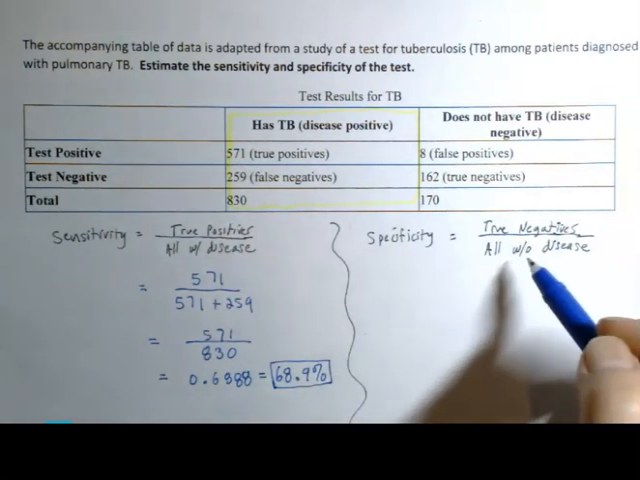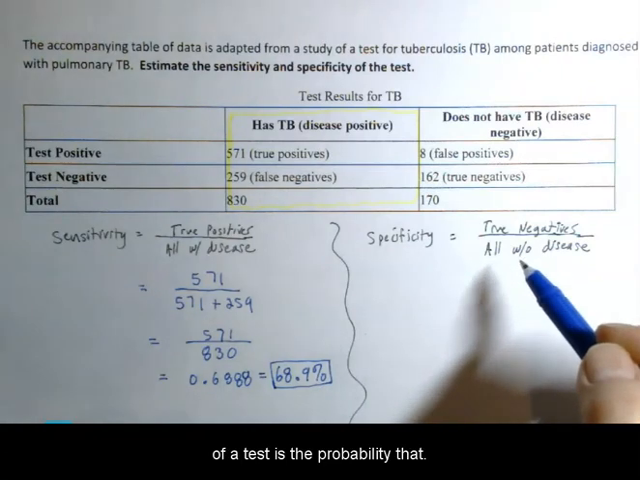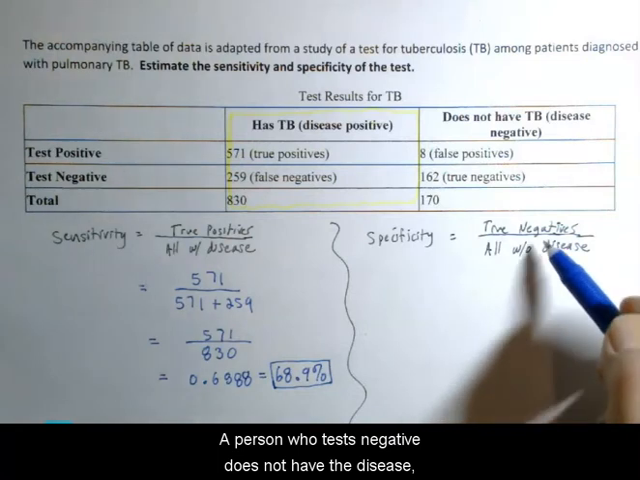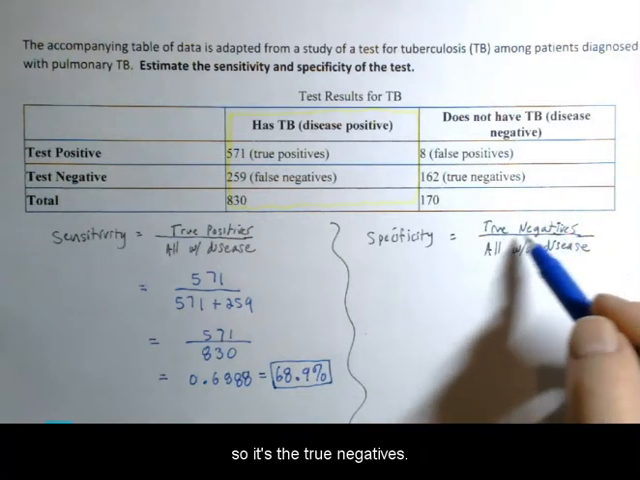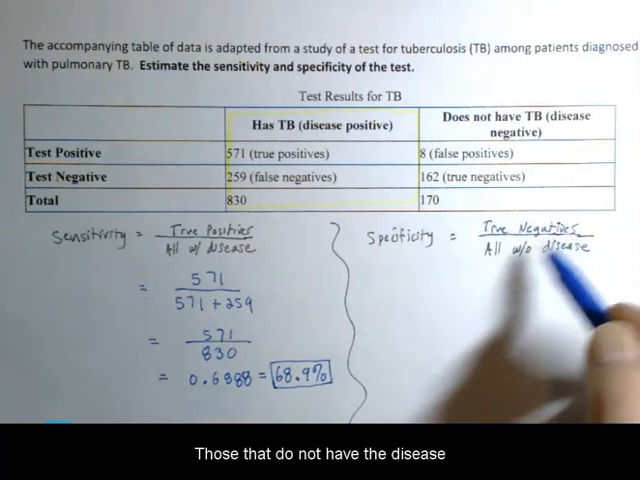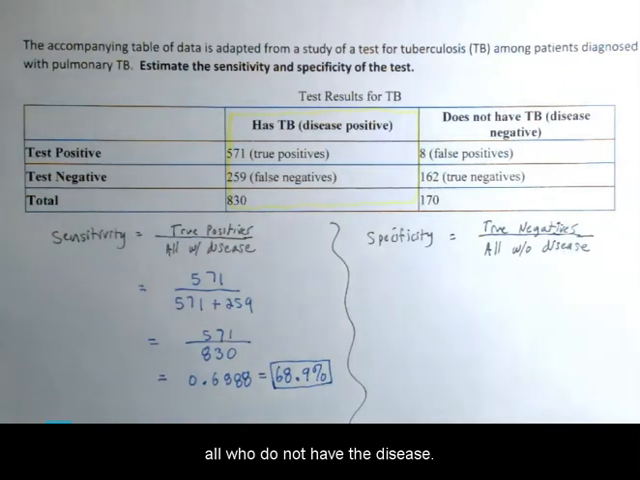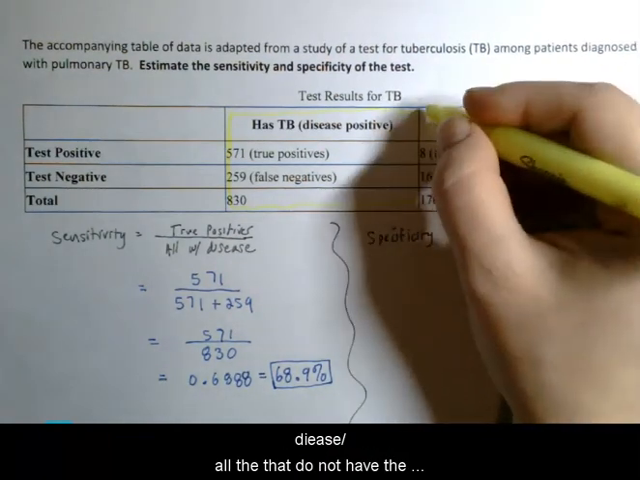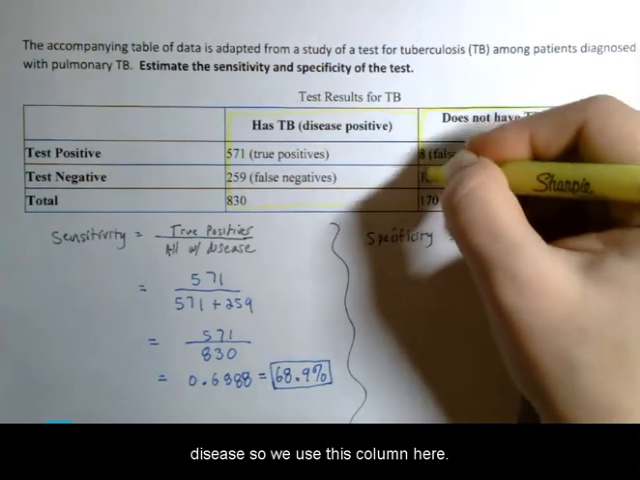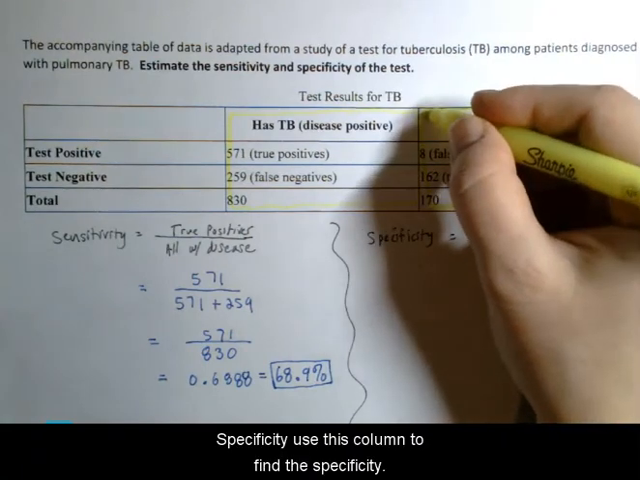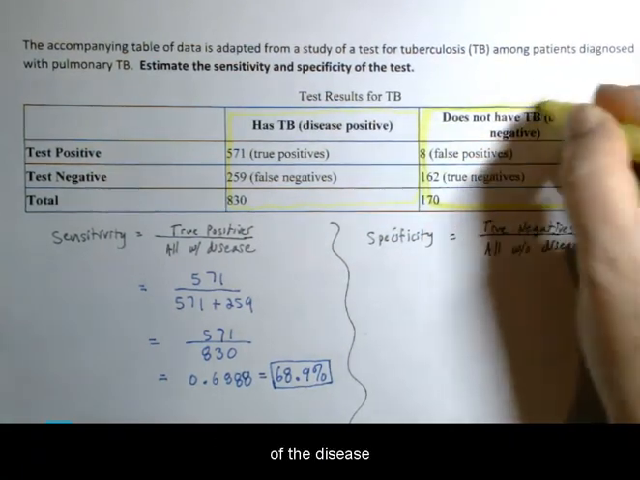The specificity of a test is the probability that a person who tests negative does not have the disease. So it's the true negatives, those that do not have the disease, divided by all who do not have the disease. True negatives, those that test not having the disease, divided by all that do not have the disease. So we use this column here to find the specificity. We use this column to find the specificity of the test.